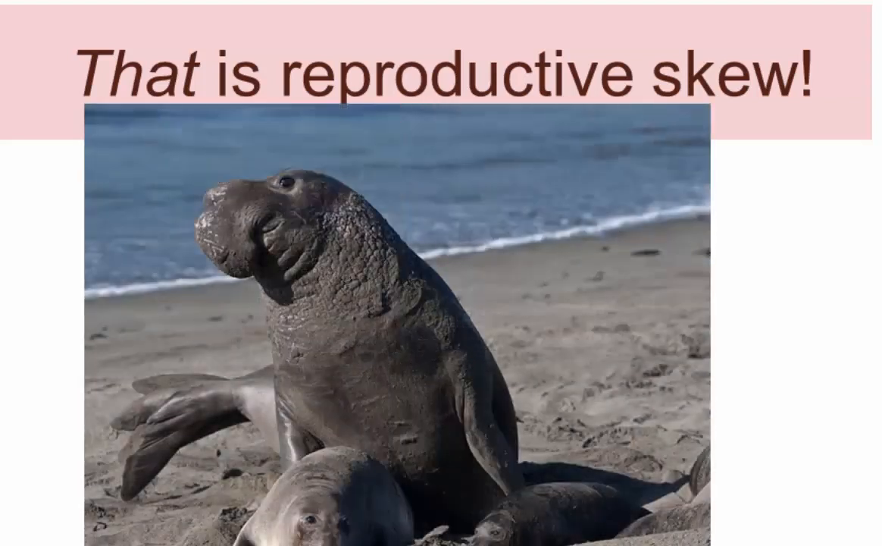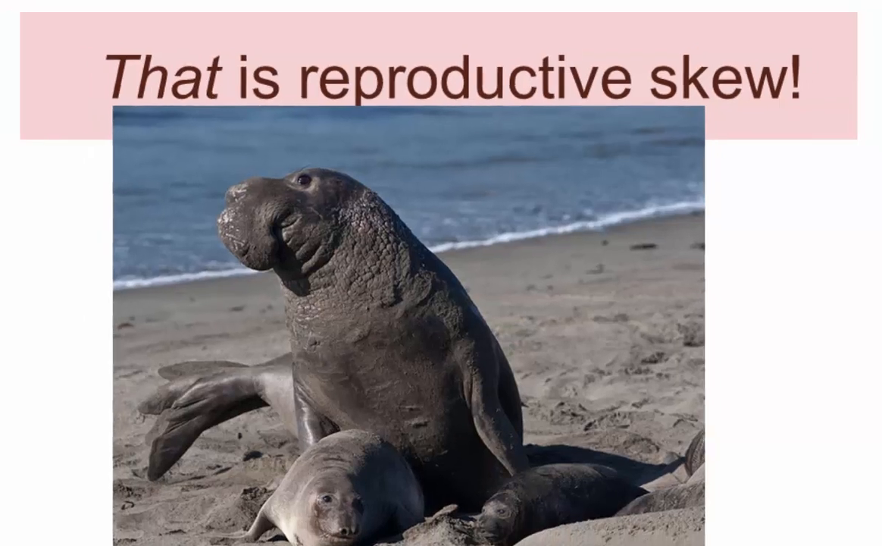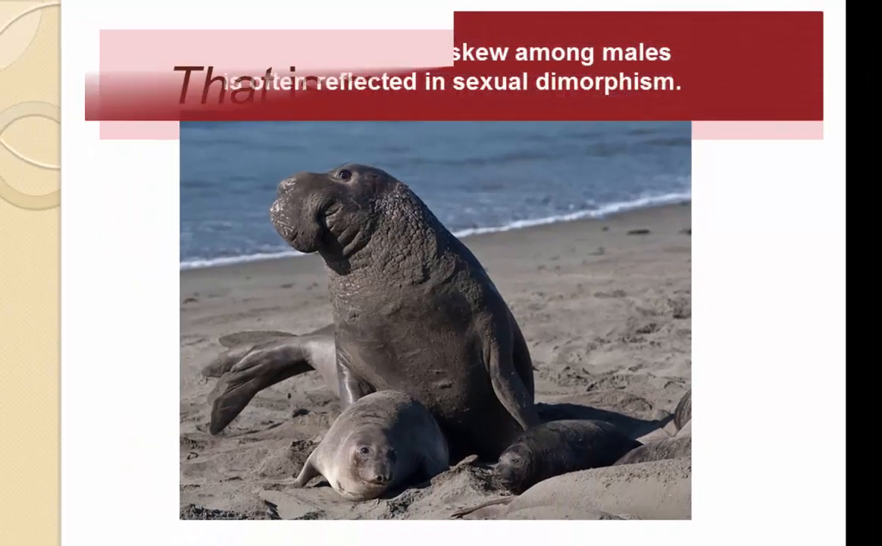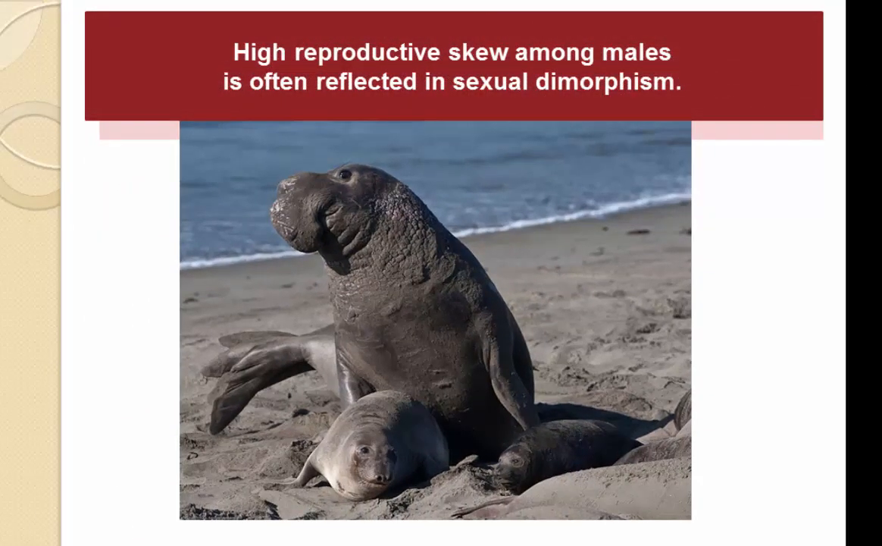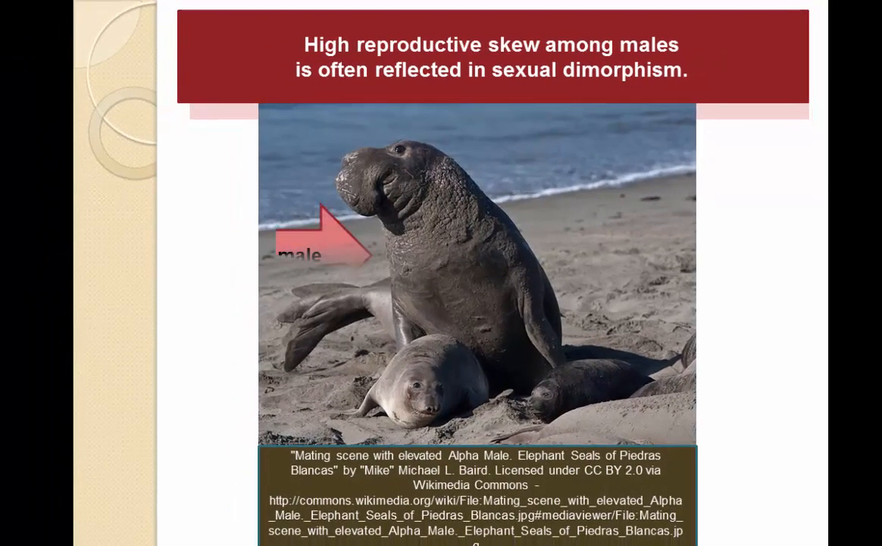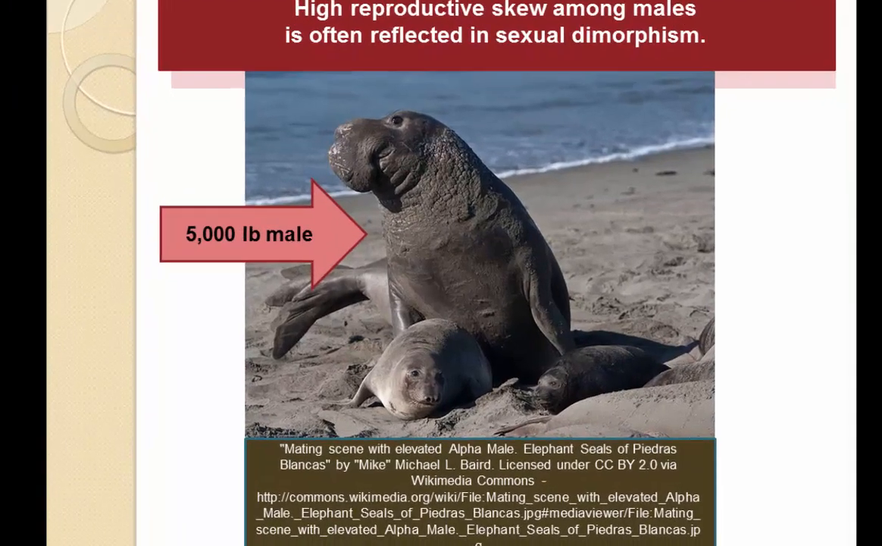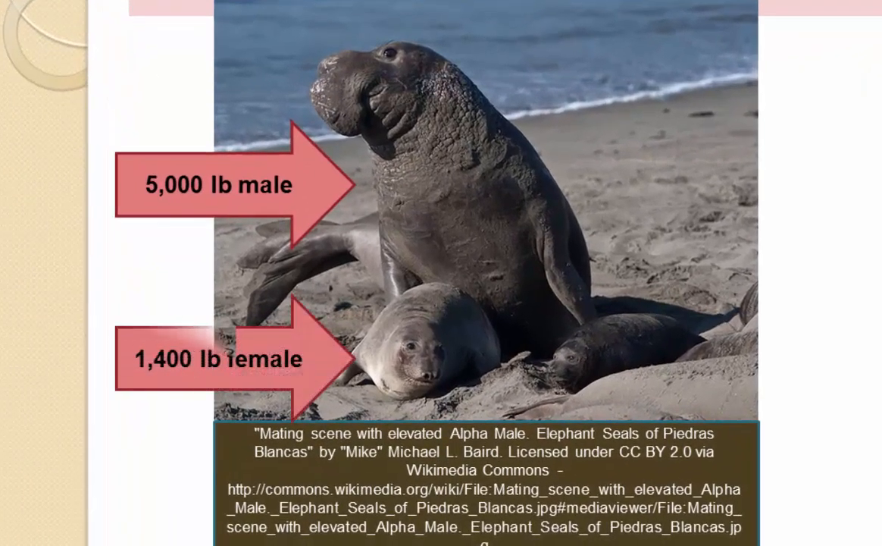Something interesting about reproductive skew in mammals is that it's often associated with high levels of sexual dimorphism, and especially in terms of the male being larger than the female. So in case of the elephant seals, who we just discussed, males run about 5,000 pounds, while female elephant seals run about 1,400 pounds. So males are about 3 times larger.